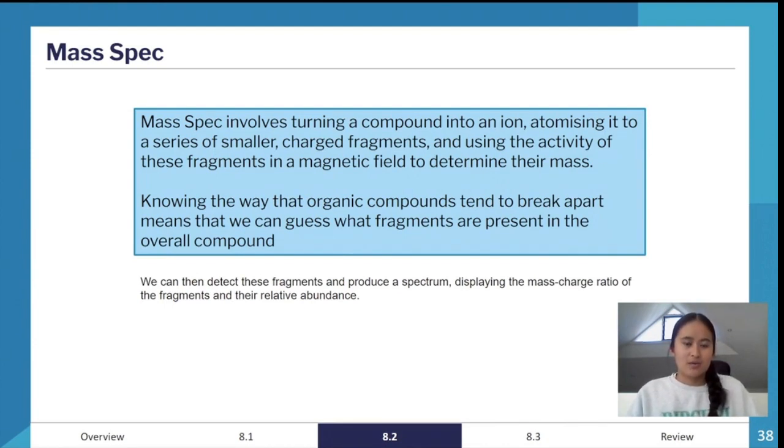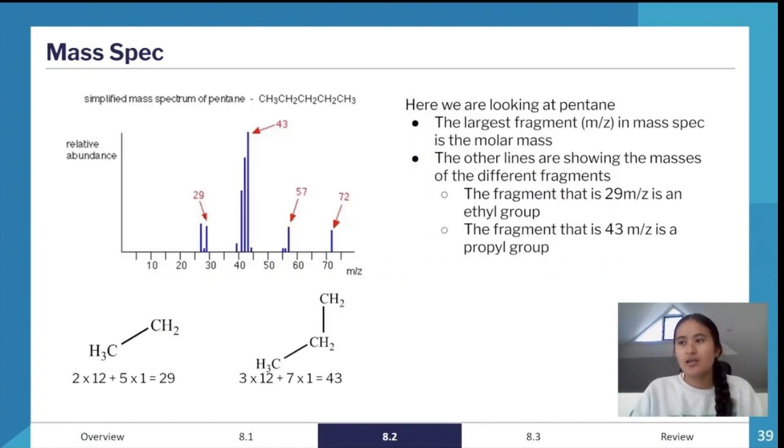So knowing the way that an organic compound breaks apart can help us figure out the different fragments and can help us figure out what compound is represented in one of these graphs. So I'll give you an example. This is what they look like. It looks like a bunch of lines around, and there are lots of different peaks. But the main thing to remember is that the furthest right peak would be our molar mass. So the largest fragment size is our molar mass, because that's just how mass spec works.